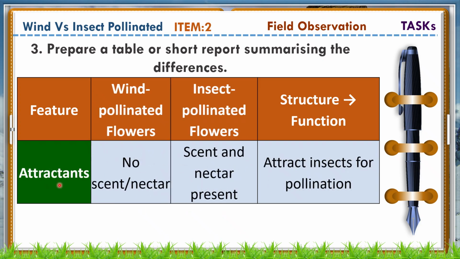Then we have attractants. If you look at the wind-pollinated flowers, they don't have scent, neither do they have nectar. And when you look at the insect-pollinated flowers, you are going to find scent and you are going to find nectar. This attracts insects for pollination.